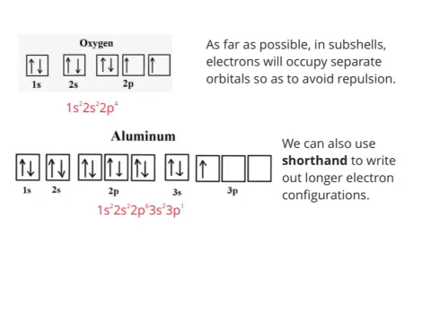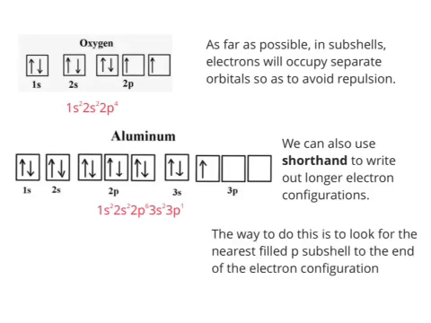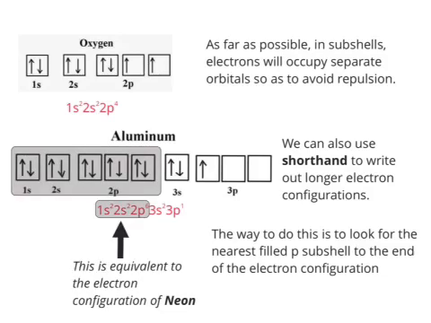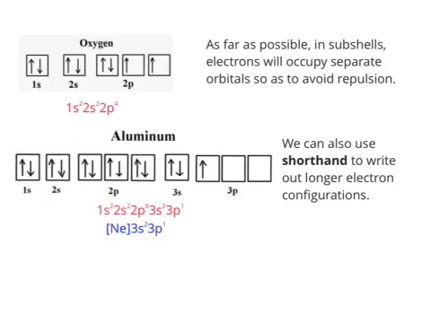So we can also write out longer electron configurations using shorthand. The way we do this is we look for the nearest filled p subshell to the end of the electron configuration. So just that section, 1s2, 2s2, 2p6, is equivalent to the electron configuration of neon. So we could, if we wanted, write aluminium out as square brackets Ne to represent the 1s2, 2s2, 2p6 part, and then write outside that 3s2, 3p1.